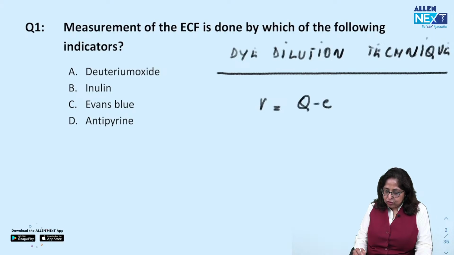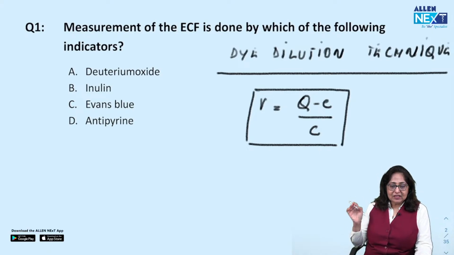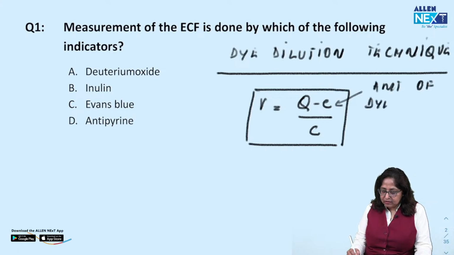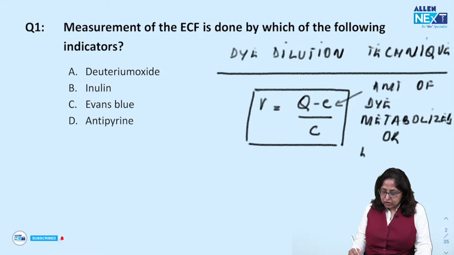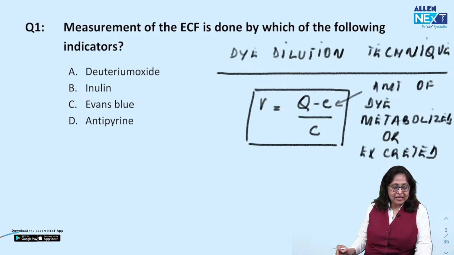V is equal to Q minus E over C. What is V? V is the volume that you have to determine. Q is the known quantity of the dye which is used. E is the amount of dye metabolized or excreted during the procedure. And what is C? C is the concentration of dye in a sample withdrawn after mixing has taken place. So V is equal to Q minus E over C.